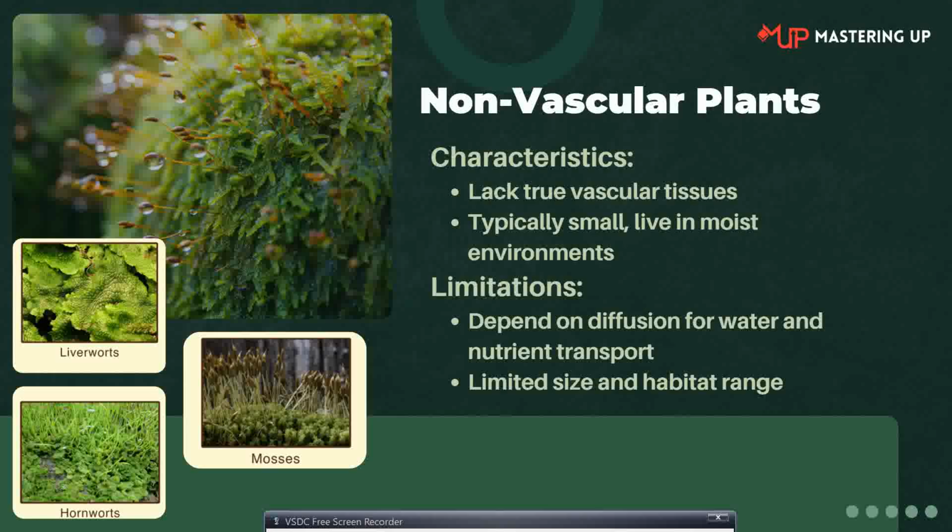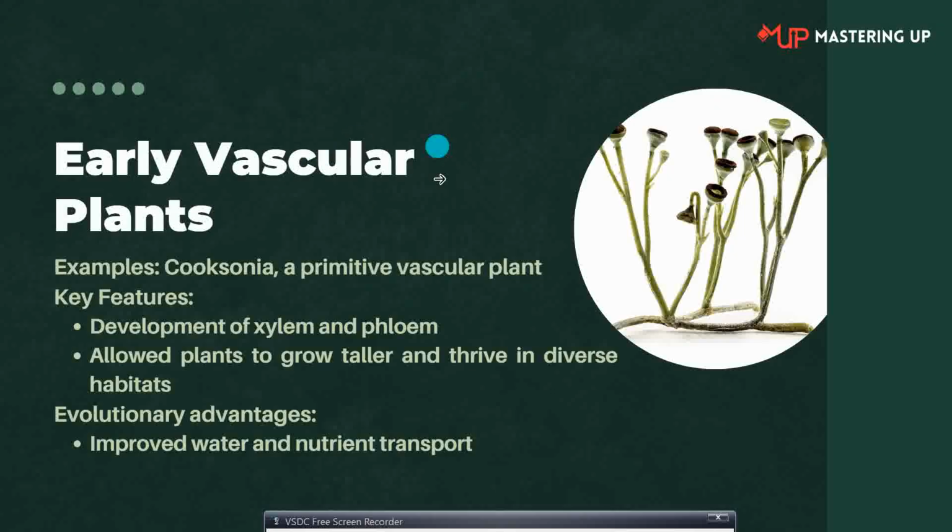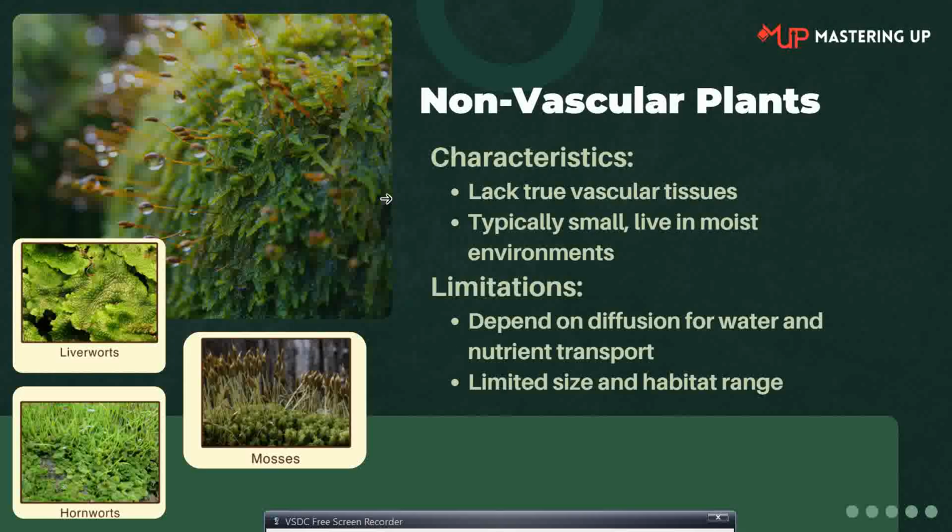Okay, bryophytes are here in the non-vascular plants. Their characteristics include that they lack a true vascular system. Even though they have a true body type, they lack the true vascular system, and they're typically small and live in moist environments. Their limitation is that they depend on diffusion for water and nutrient transport. Basically they are present in moist environments, so that's why they take up water in that way.